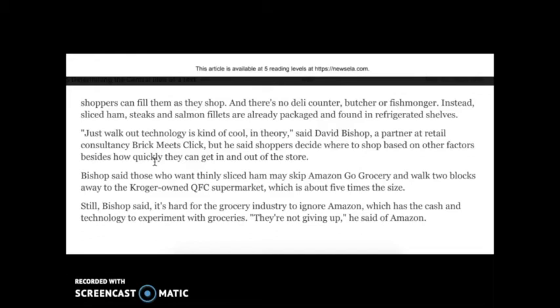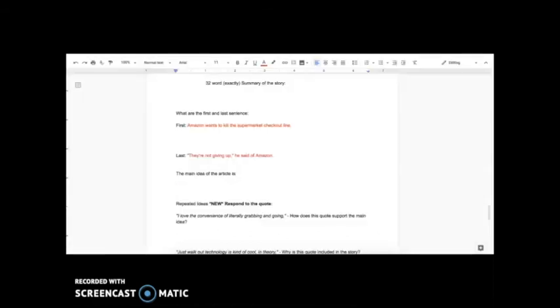Still, Bishop said, it's hard for the grocery industry to ignore Amazon, which has the cash and technology to experience with groceries. They're not giving up, he said of Amazon. So the first and last sentence are here. Amazon wants to kill the supermarket checkout line. And the last is, they're not giving up, he said of Amazon.